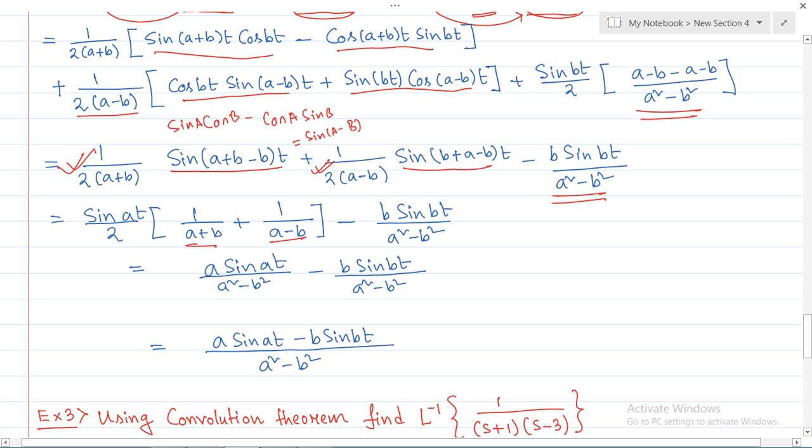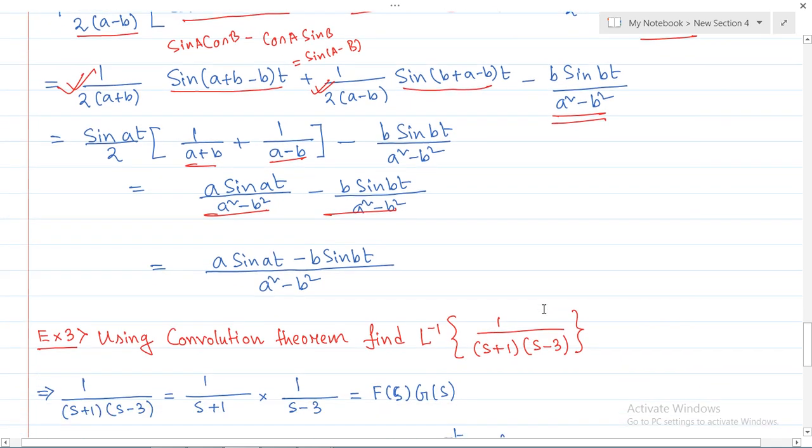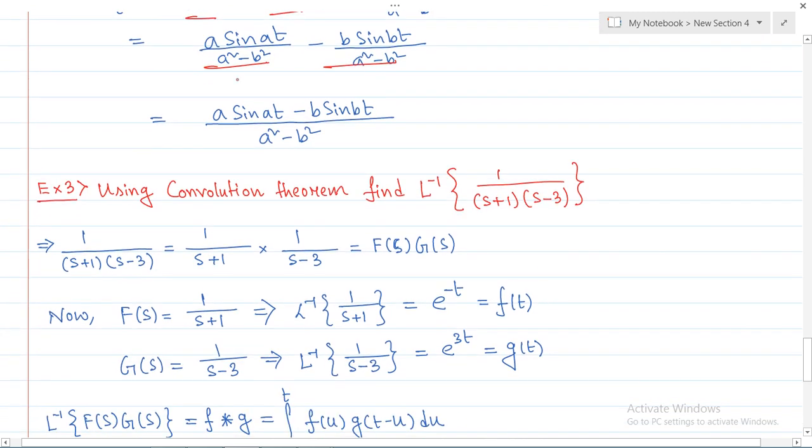After simplification, we get this term: A by A square minus B square sine AT minus B by A square minus B square sine BT. So if you do the LCM, what is our final result? That is A sine AT minus B sine BT by A square minus B square. Whatever your choice will be for FT or GT, the answer will be the same.